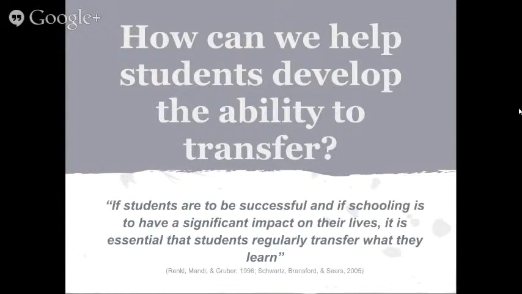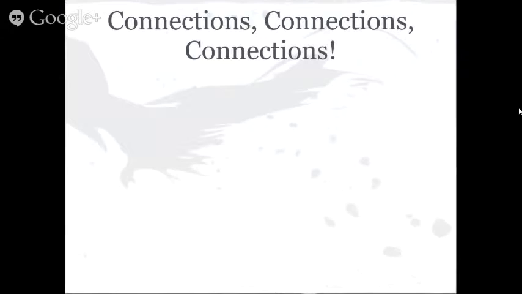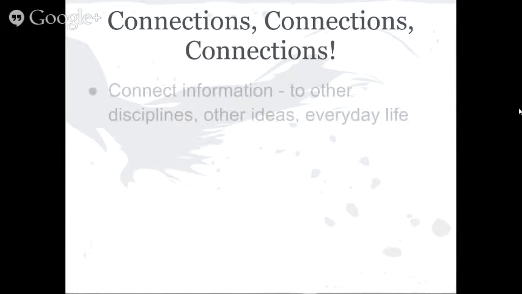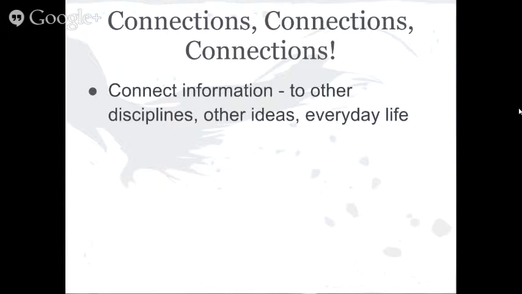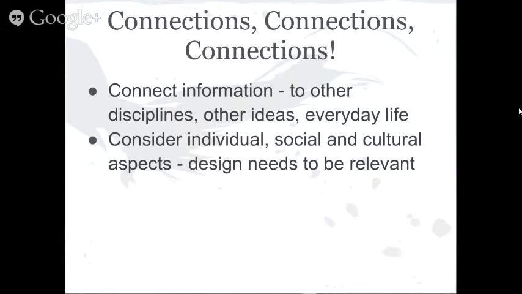All right, so this part's going to look at how we can help students develop the ability to transfer. One of the biggest things that is suggested is to provide connections as much as possible. Can we connect the information to other disciplines, other ideas, everyday life? And also we need to consider the individual social and cultural aspects that are connected to the learner. So the design needs to be relevant and consequential to the learner themselves. Pretty straightforward ideas, but easy to implement.